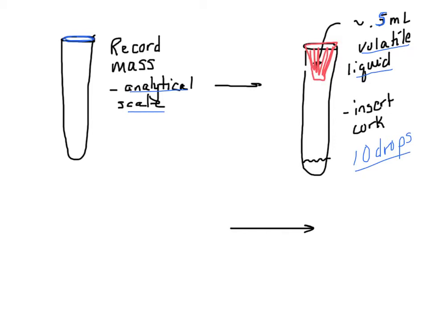All you have is your liquid in your test tube with a cork, and you're going to notice that your cork has a hole in it. When you heat this up, it's going to allow vapor to escape.